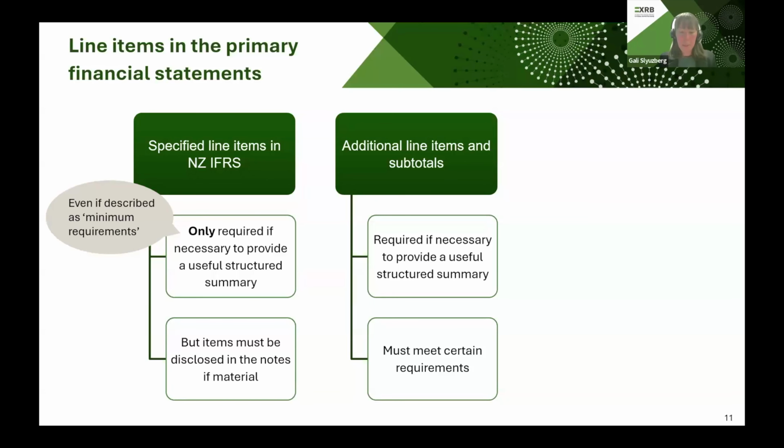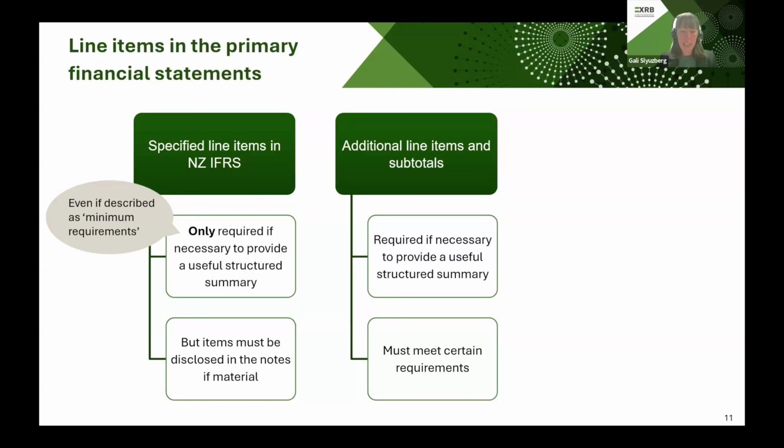For example, you may decide that presenting the impairment loss on your receivables in accordance with NZ IFRS 9 Financial Instruments is not necessary to provide a useful structured summary of income and expenses. So you might not present these losses separately in your statement of profit or loss, but you would still need to disclose those losses in the notes if they are material.